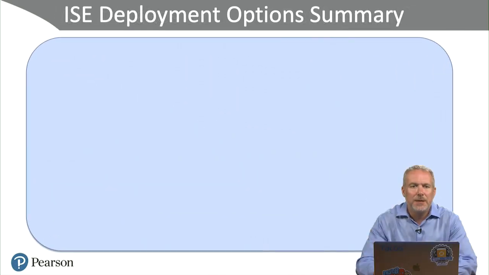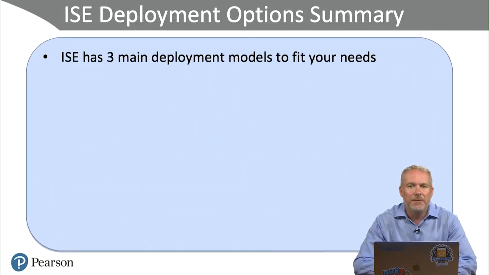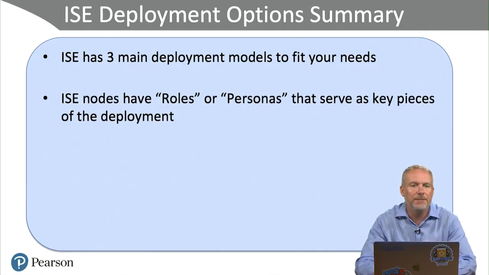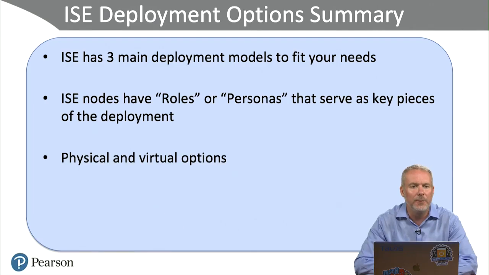So in ISE, there are three main types of deployments that should fit most of your needs. And we'll talk about those in a little more detail on the following slides. ISE has different roles or personas that it can take on, whether it be an administrative role or a monitoring role or actually a RADIUS server or a session services node. So when we talk about personas, they are the roles that the server has in the environment, and we'll talk more about these a little bit later as well.